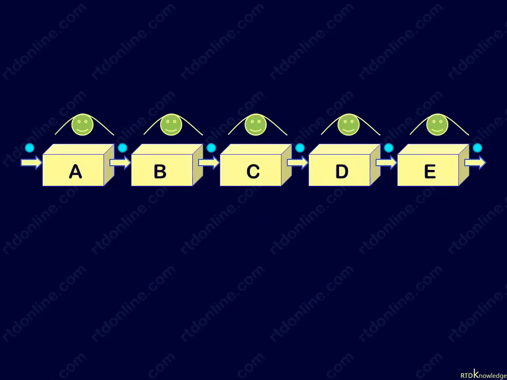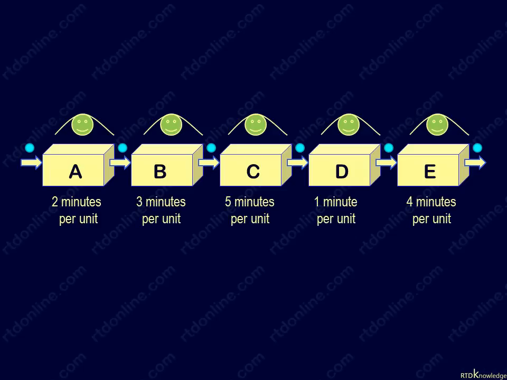Let's go back to our sample process. Suppose the first workstation A needs 2 minutes to process a unit of input. This is its cycle time, or the time to perform all its tasks to produce its output. Here we assume each workstation can only work on 1 unit at a time. The cycle times of the other workstations vary from 1 to 5 minutes, as shown here.